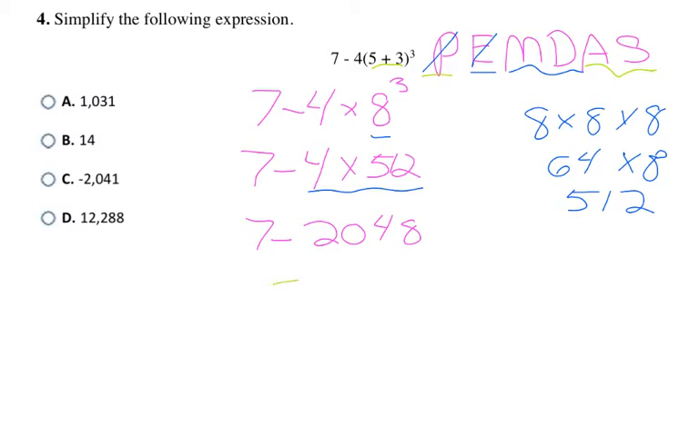I'm going to have to change that minus sign to addition. And then this positive 2,048 is going to be changed to a negative. And so I'm going to subtract those two numbers, and the bigger number is negative. So that's going to make my answer negative 2,041.